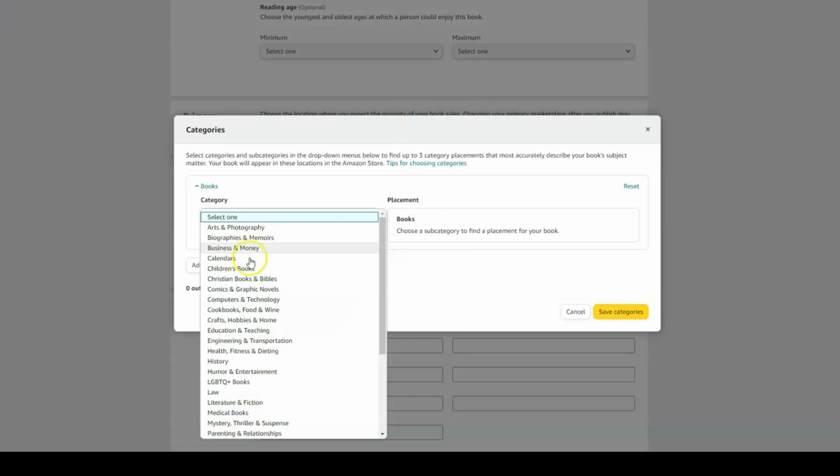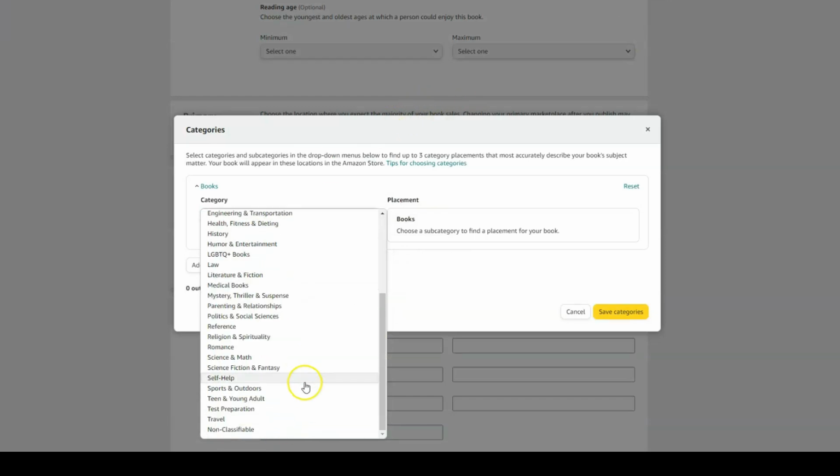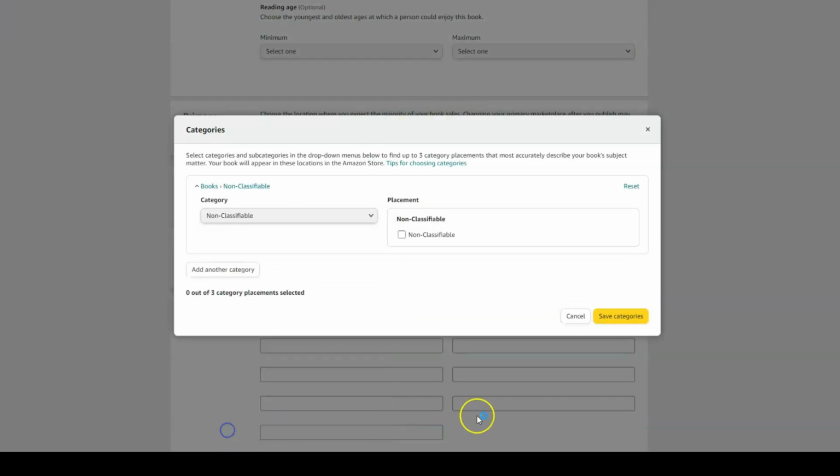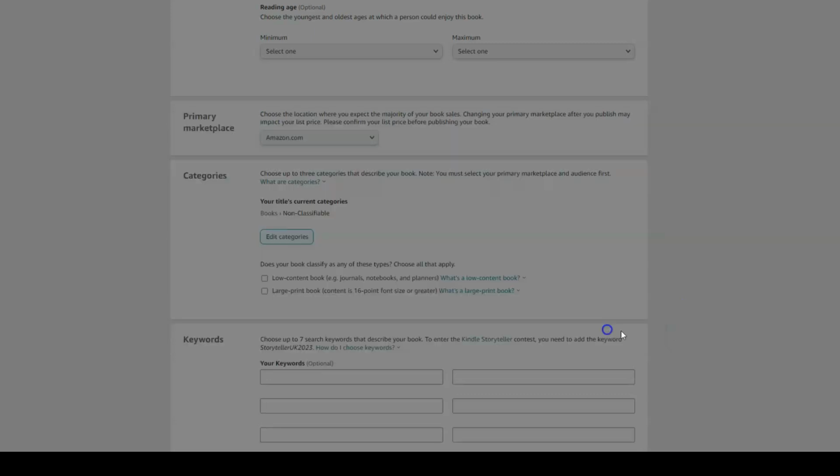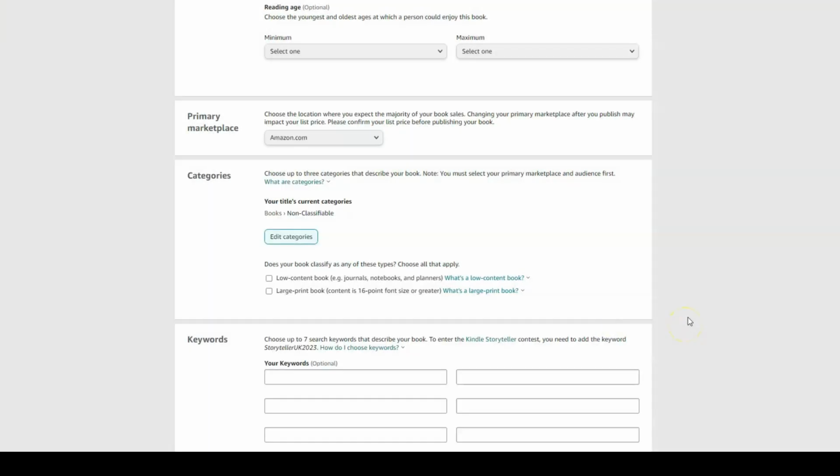So what I then do is I just pick this last one, which is non-classifiable. And I know that some people think your books won't get found, but that is not the case. Just put it under non-classifiable, click this and save the category, and you're done. That is your category for a very simple notebook.